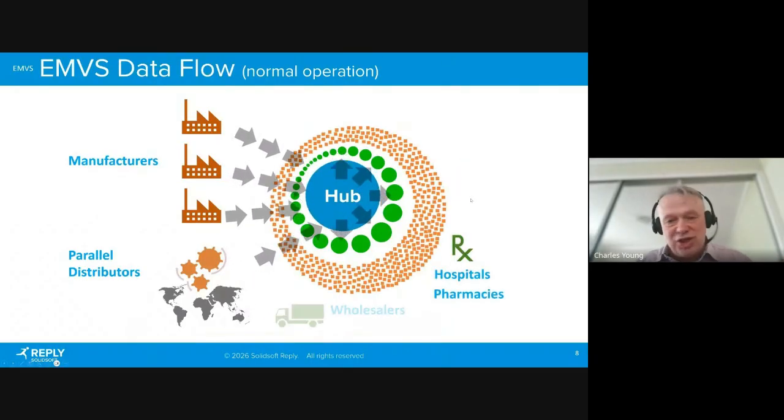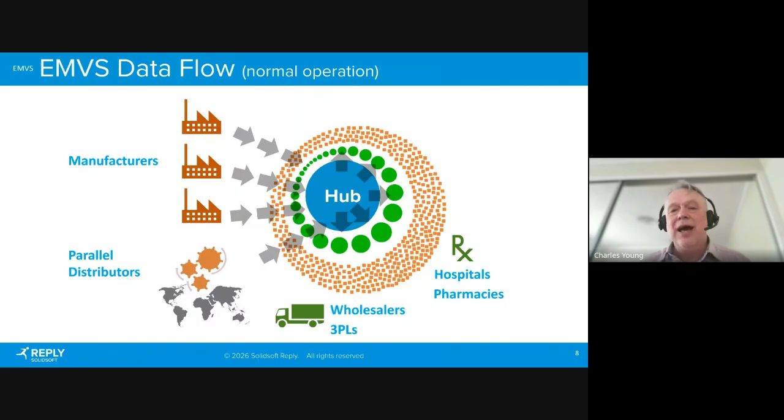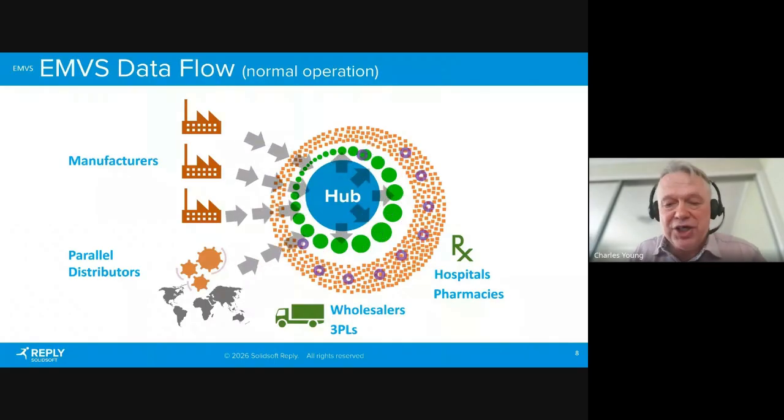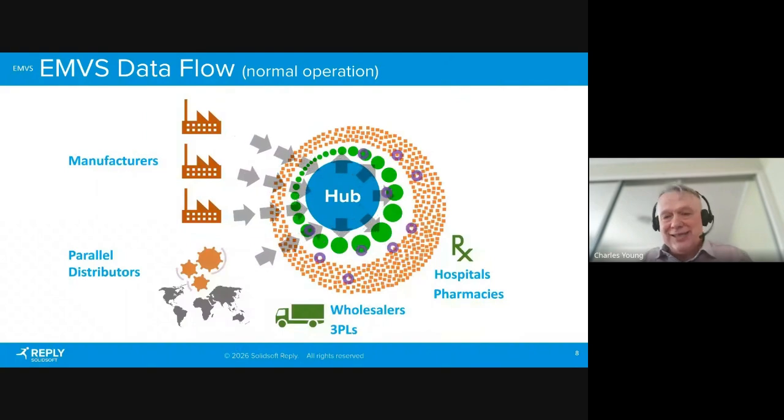Then across Europe, we've got all our hospitals and community pharmacies, dispensing doctors, and the wholesalers, and they connect to the relevant national system for the purpose of verification and decommissioning of those packs. So that's the flow within the European system and how the EMVS kind of works.